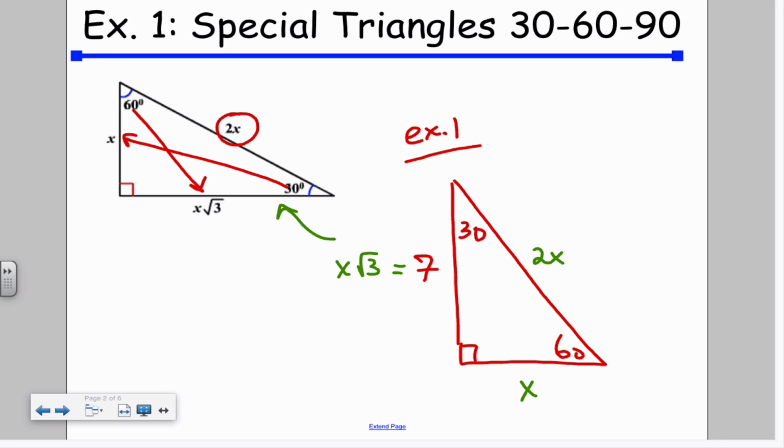So then from here, what we can do is solve for x. I would have x equal to 7 divided by root 3. That means the bottom side here is 7 over root 3, and this side is 2 times 7 over root 3, which is 14 over root 3. And we're done. We solved the triangle.